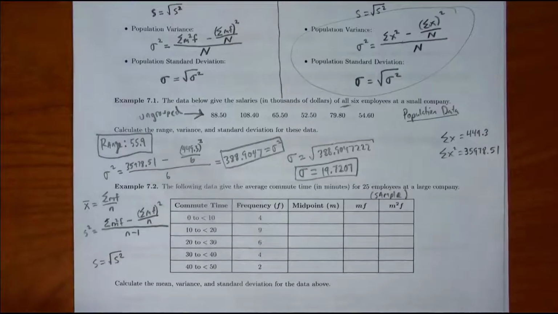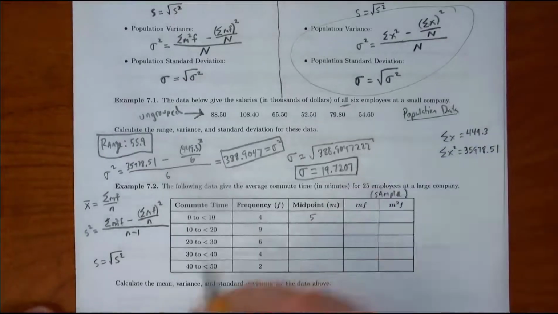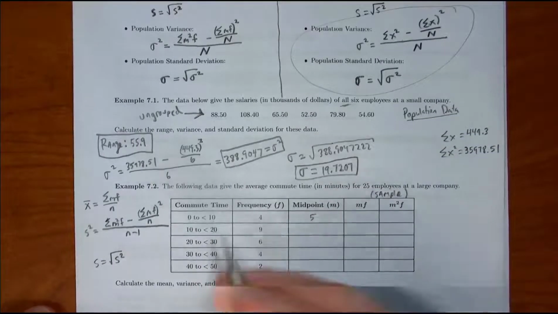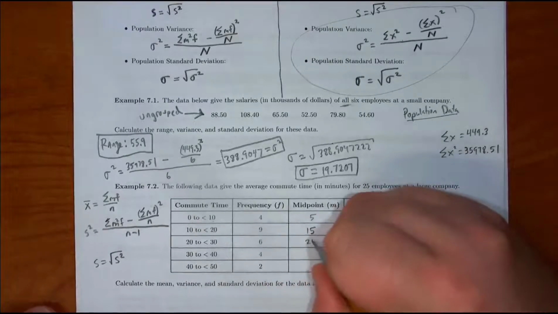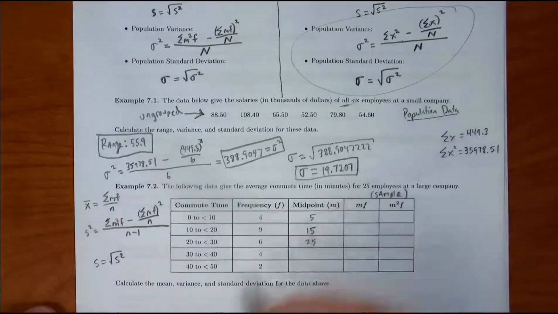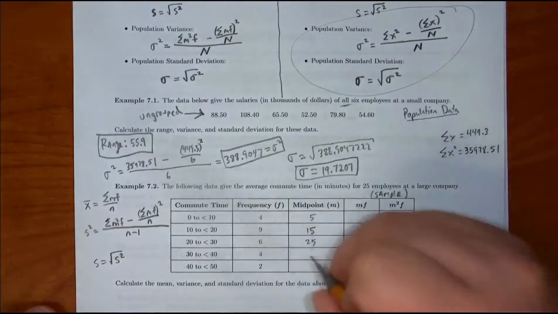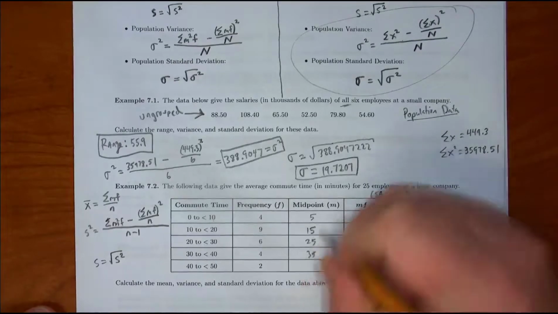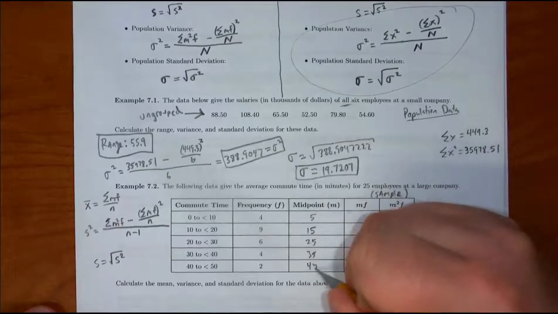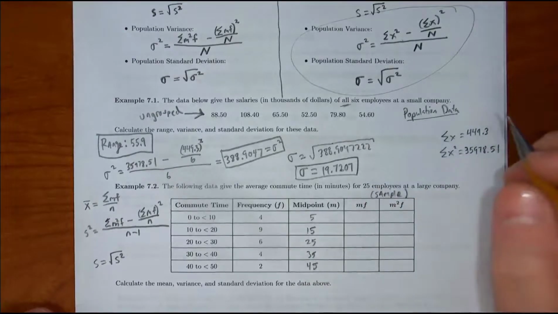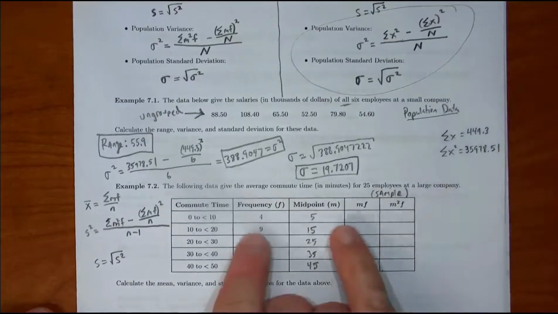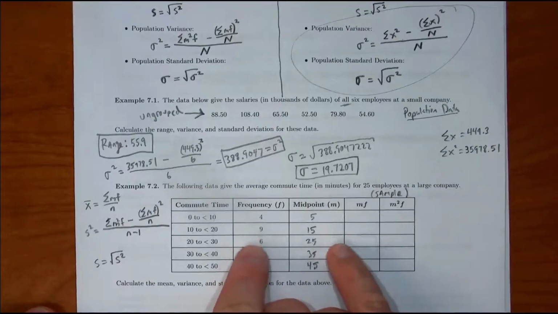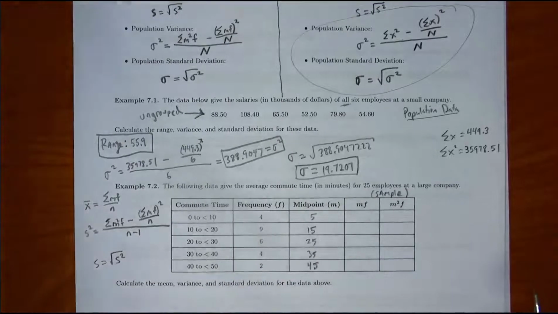0 plus 10 over 2 is 5. 10 plus 20 is 30 over 2 is 15. 20 plus 30 is 50 over 2 is 25. Notice they're increasing by 10 each time. 30 plus 40 is 70, divided by 2 is 35. Again, difference of 10s. The next one's going to be 45. Those are your midpoints. And then MFs, well, that's when you multiply M's and F's, the pairs. So 4 times 5, that's just 20.